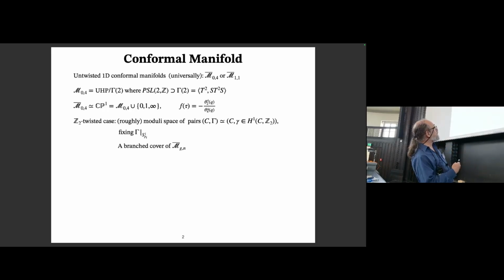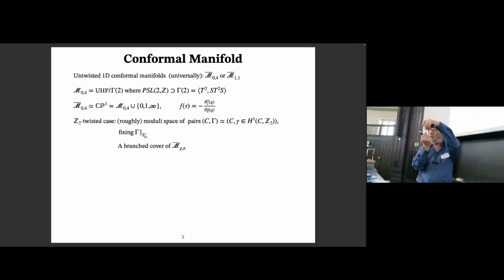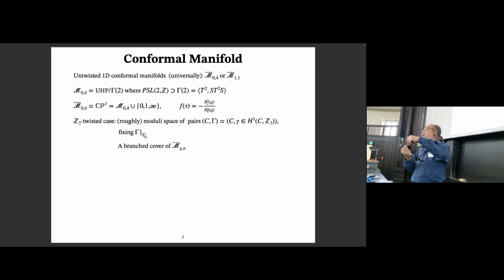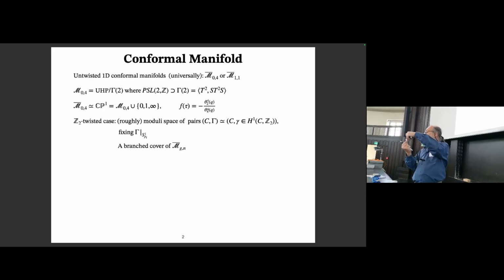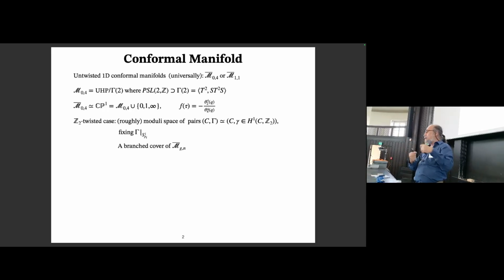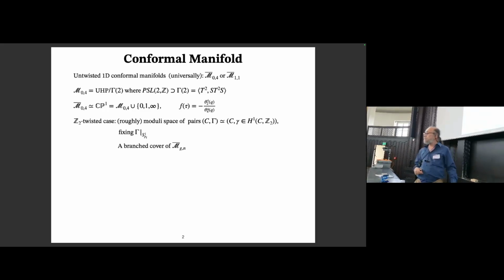So I'm going to fix the bundle restricted to a little circle surrounding each of the punctures. So it's either trivial, in which case I call the puncture untwisted, or it's the non-trivial Z2 bundle, in which case I say this is a twisted puncture. And what I get when I do this is some kind of branched covering of the moduli space where I forget about the Z2 bundle.